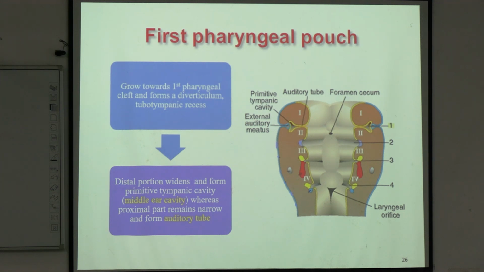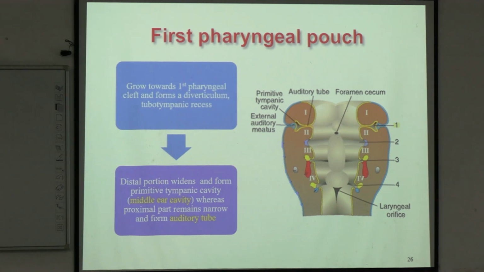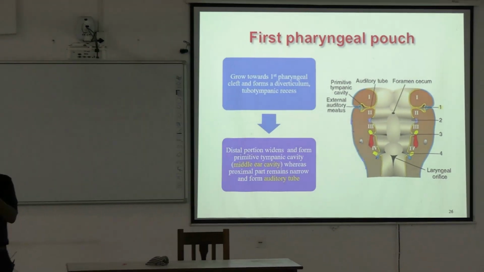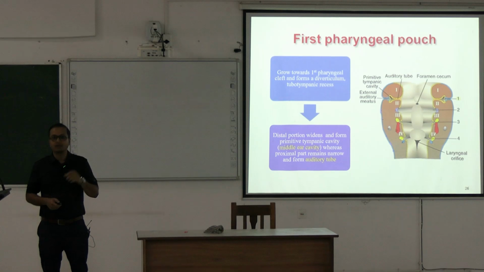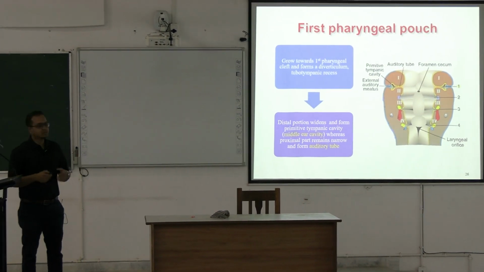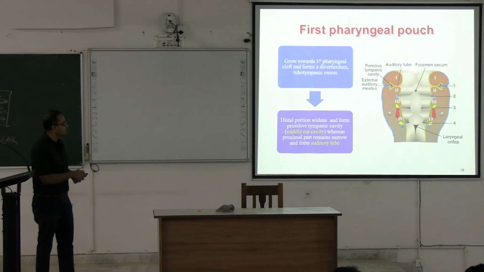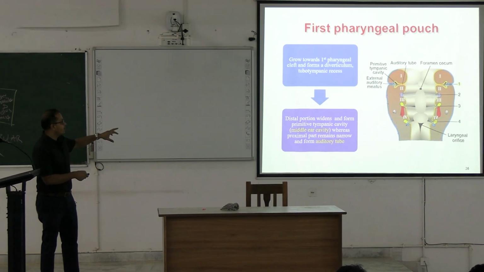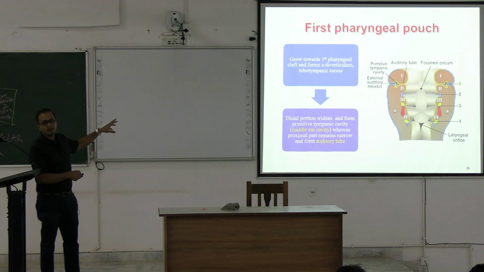This is also your exam MCQ. The auditory tube is produced from which element of the pharyngeal apparatus? The auditory tube formation comes from the first pharyngeal pouch with the tube part, and the dilated part gives rise to the middle ear cavity.